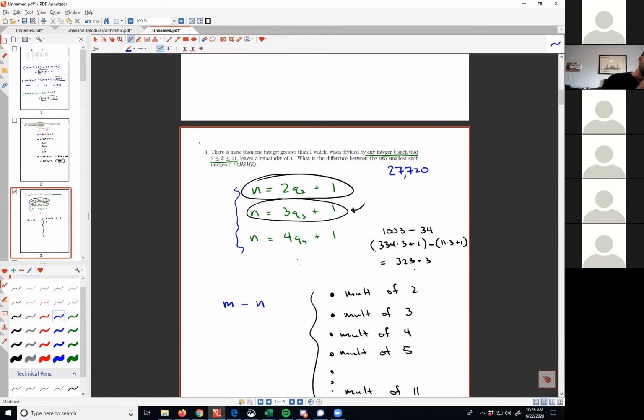If I said that some number, and in this case it's m minus n, actually, instead of calling it m minus n, I'll call it x. If I said that number is a multiple of 3 and a multiple of 5, what would you tell me that you know about that number? It's also a multiple of 15. Right, it's a multiple of their least common multiple.